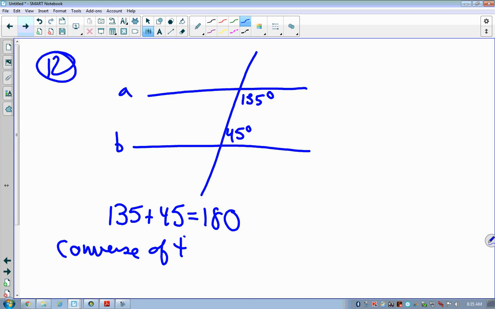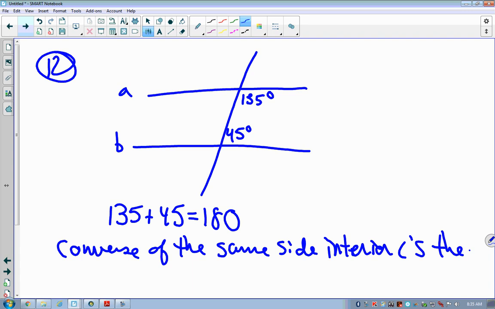So I would say through the converse of the same side interior angles theorem. Because the same side interior angles theorem says that if my two same side interior angles are supplementary, then my two lines cut by a transversal are parallel. So let's go to the answer key on lesson 12 real quick. The lines are parallel by the converse of the same side interior angles theorem. That's essentially what we've got.